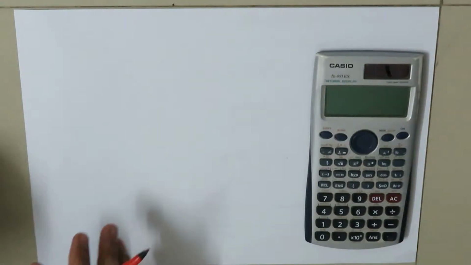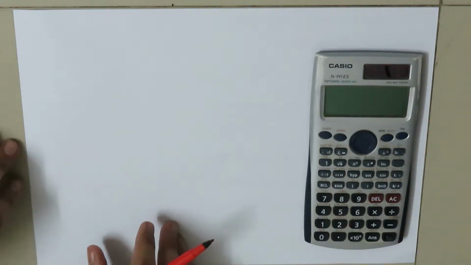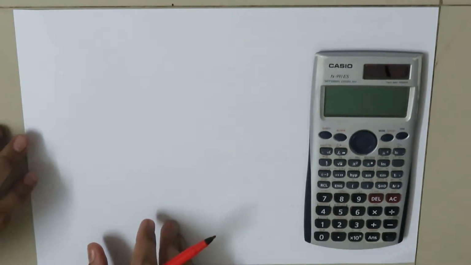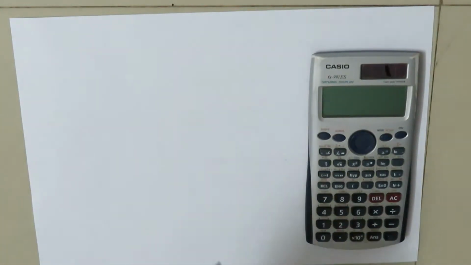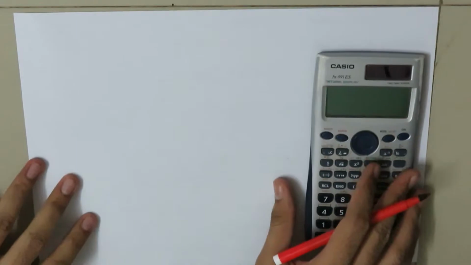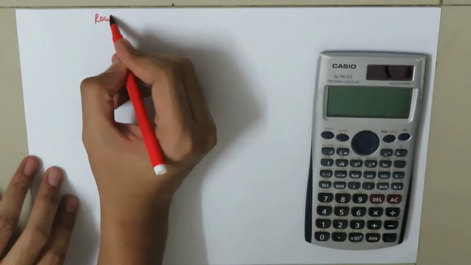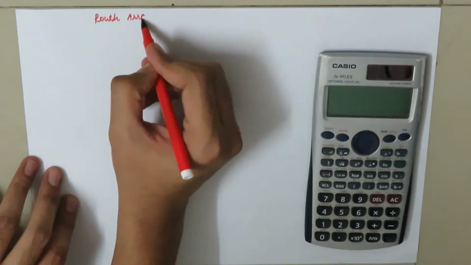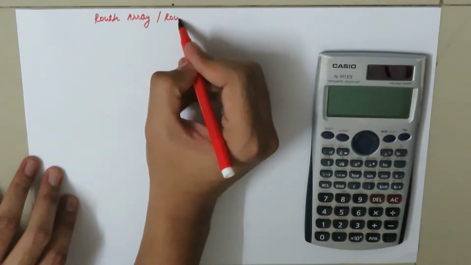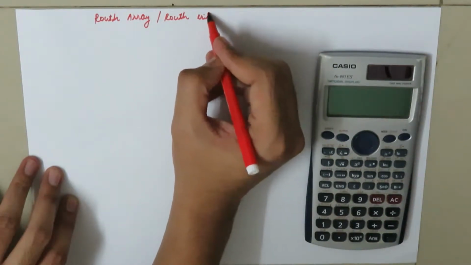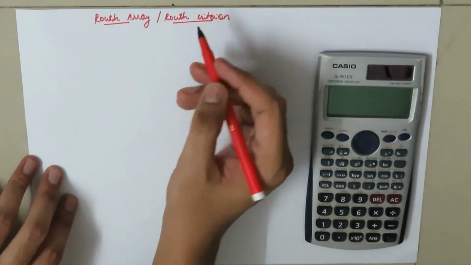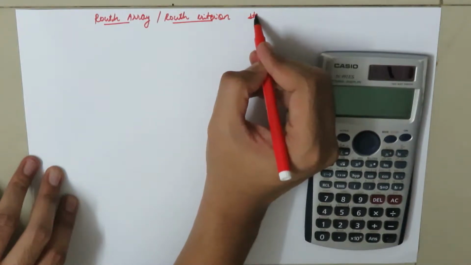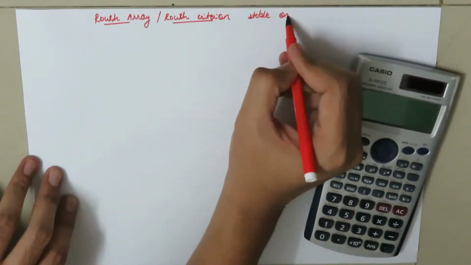Hi, and today we are going to discuss the Routh array, which is also called the Routh criterion, which is used to predict whether our system is stable or unstable. So this is regarding the Routh array, or Routh criteria, and this is used to determine whether a system is stable or unstable.